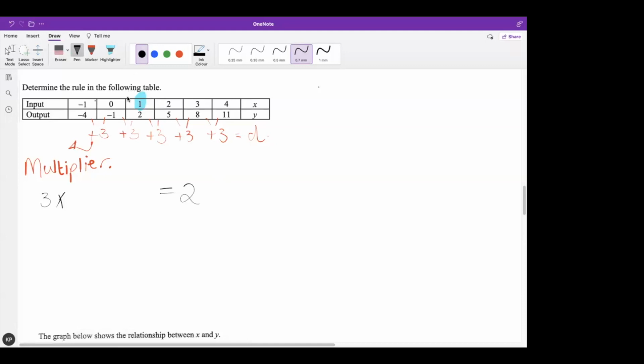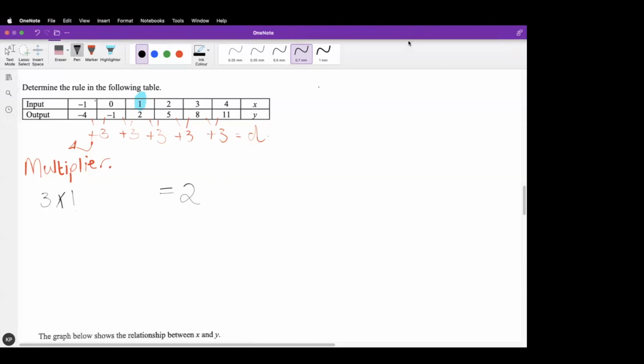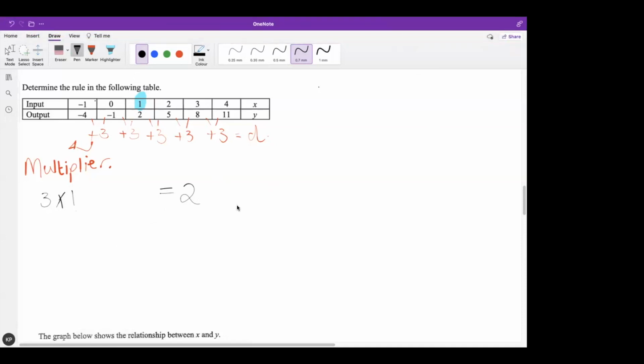Okay, now I need to use this input. You always multiply by your input, which is 1. Now tell me, guys, is 3 times 1 equal to 2? No, right? 3 times 1 is 3. But we want an answer of 2, guys. So what do we do to this 3 to get to 2? Thank you, Andy Swa. Minus 1. 3 times 1 minus 1 is 2.